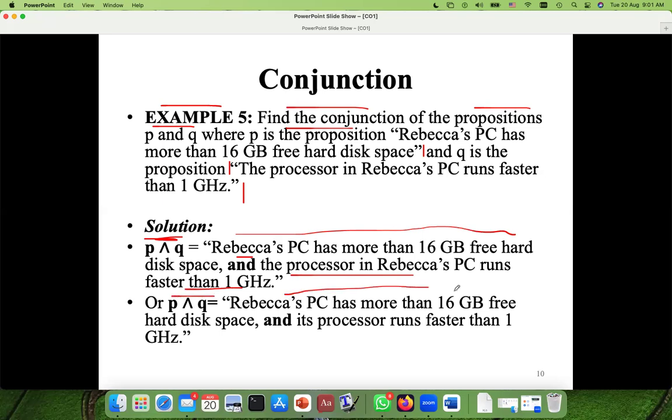Or this is another answer, P and Q. This is the first sentence. We are making it short, nothing else, because in both the sentences the name is the same, Rebecca. So Rebecca's PC has more than 16 GB free hard disk space, and its processor runs faster than 1 gigahertz. We are just making the sentences short, not disturbing the meaning. We are putting only "and" between them. This is one answer, this is another answer. Whatever answer you like, you can keep that in your mind.